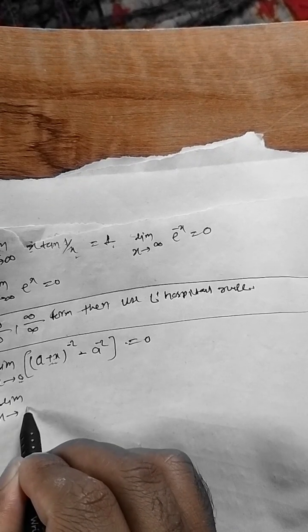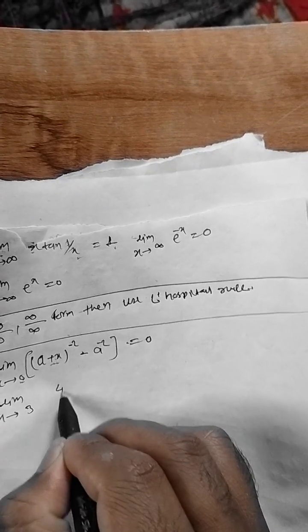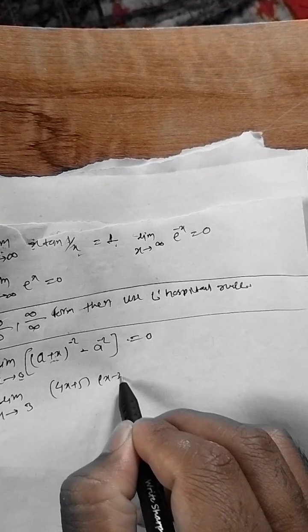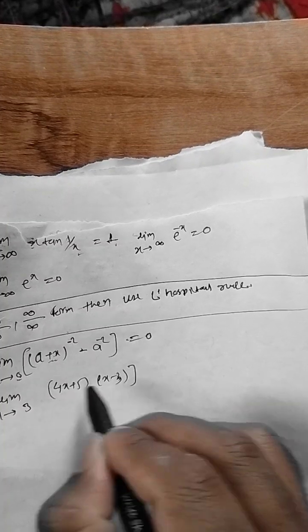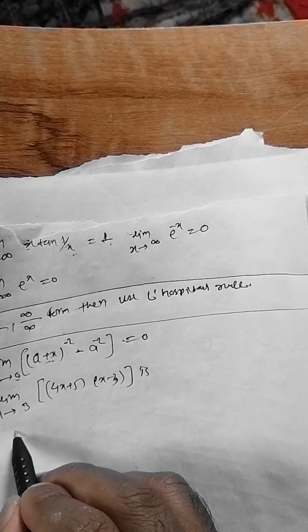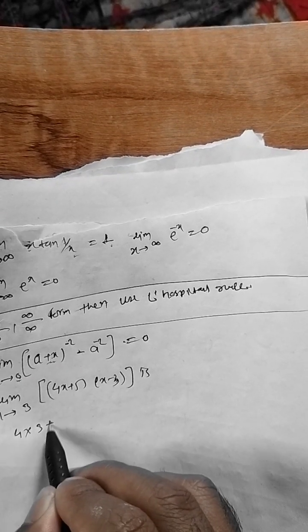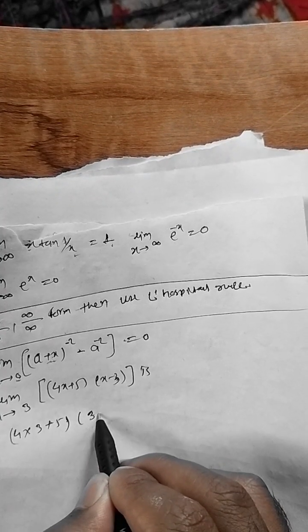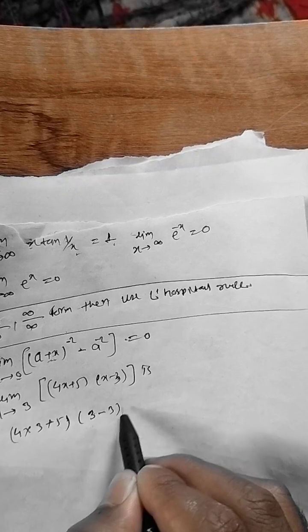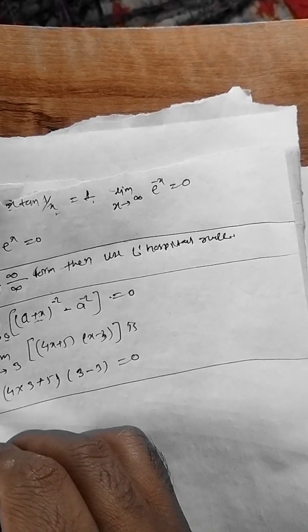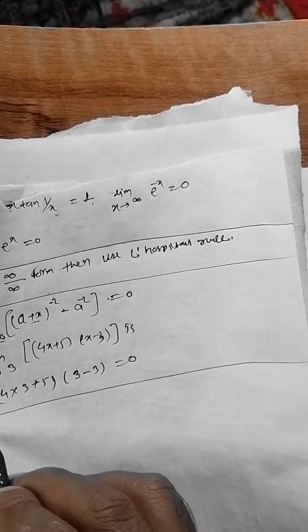Next is limit x tends to 3 of (4x plus 5) upon (x minus 3)... put the value 4 into 3 plus 5, 3 minus 3 equal to 0. Limit x tends to 3.